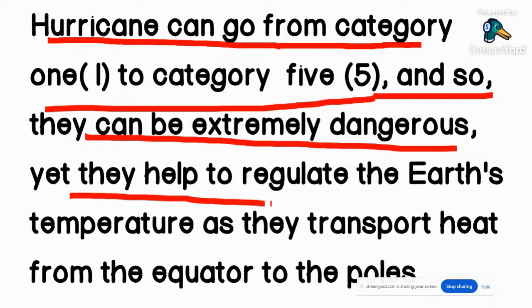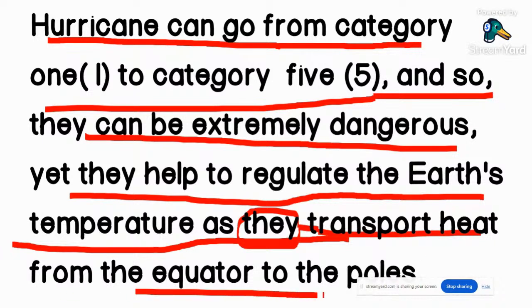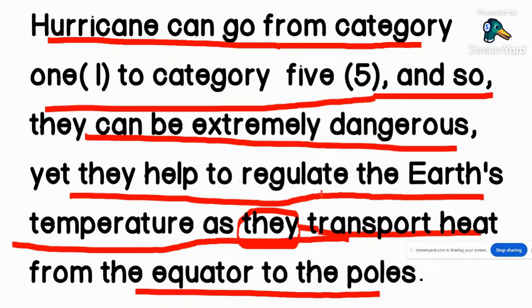They help to regulate or constant temperature as the sun for to stronger it as the transfer is stronger. It protects the pole. Okay, so this word temperature, transport, equator, pole.